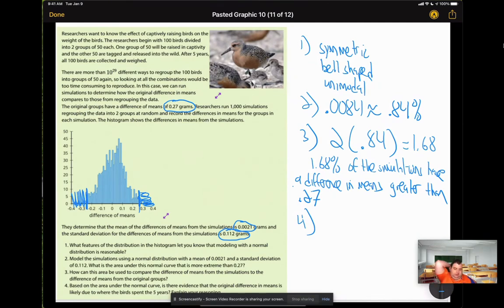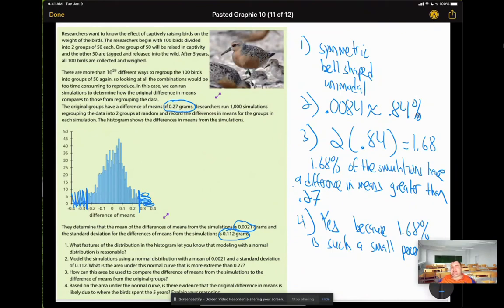Based on the area under the normal curve, is there evidence that the original difference in means is likely due to where the birds spent the 5 years? Because a very tiny amount, less than 2% of the simulations, resulted in differences that were more extreme than my original difference of 0.27, that means that yes, the original difference was due to where they spent the 5 years. So yes, because 1.68 is such a small percentage.